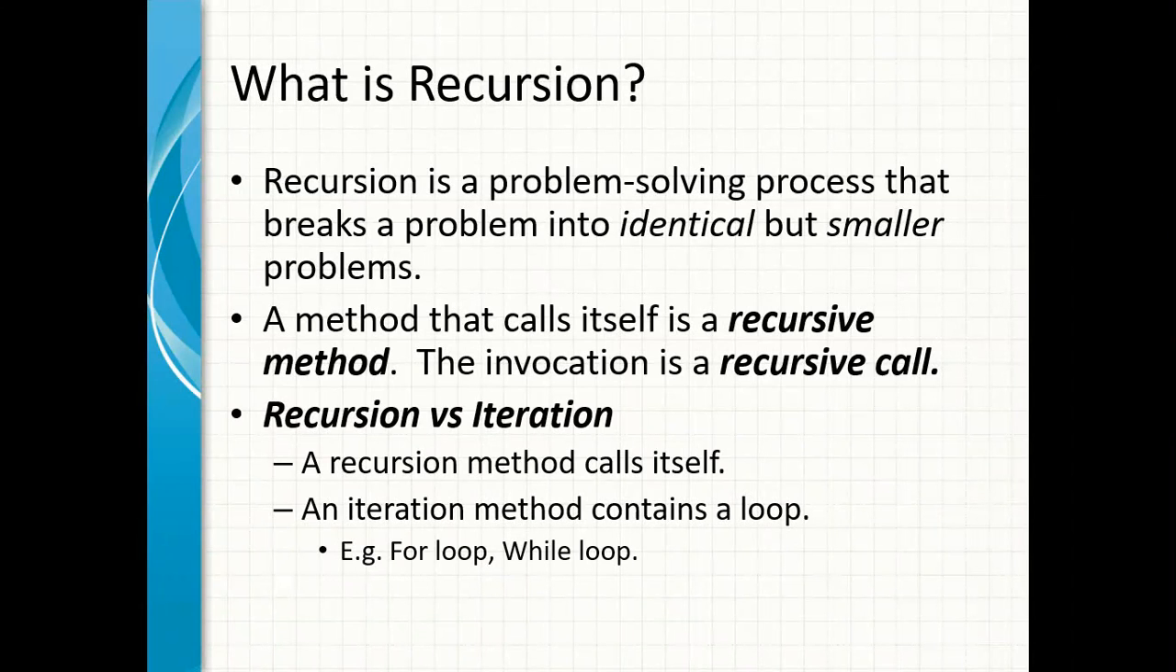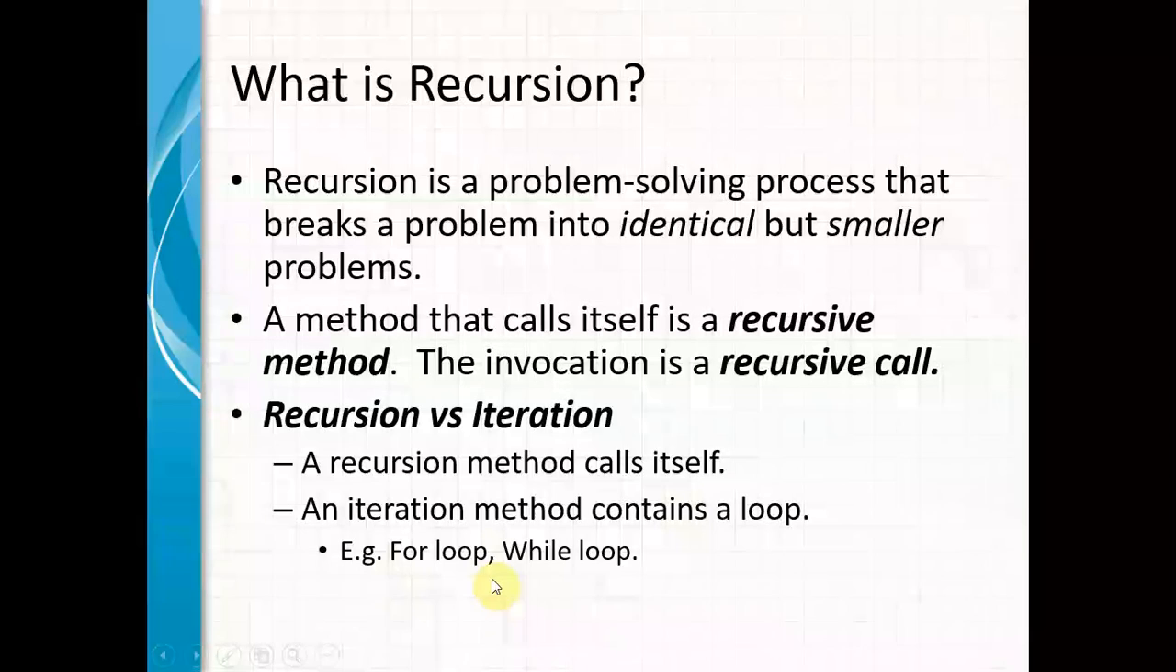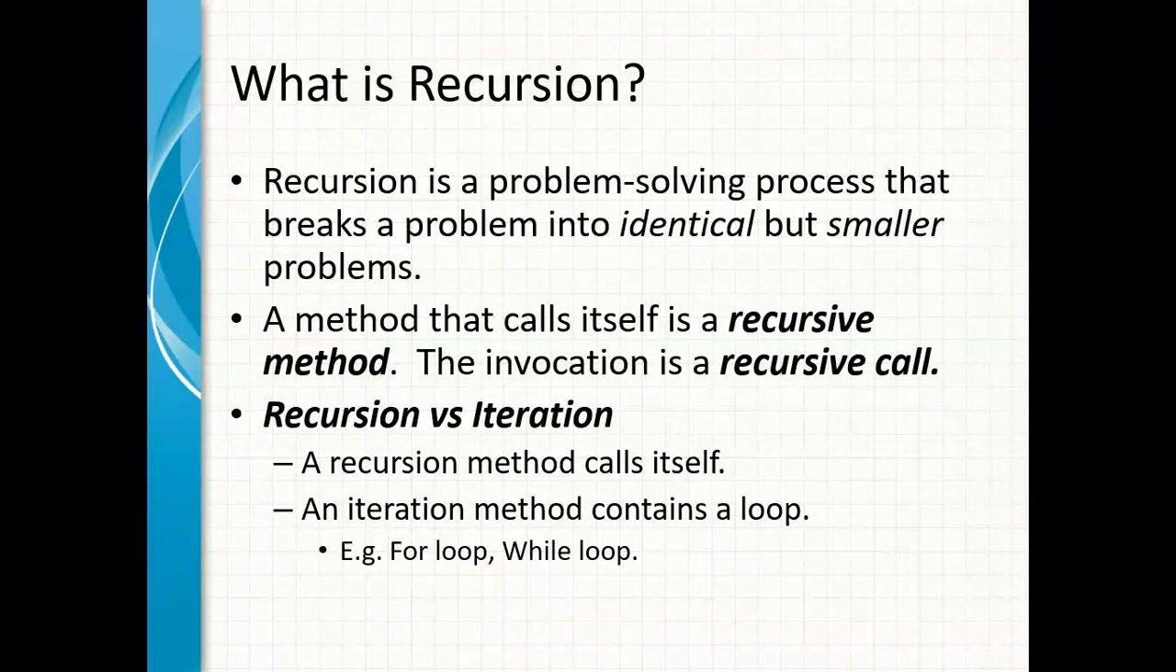Iteration method contains a loop, just like you make use of a for loop or while loop to go through a list of items. You have already learned how you can make use of a for loop to go through a list in an array or in a linked list.